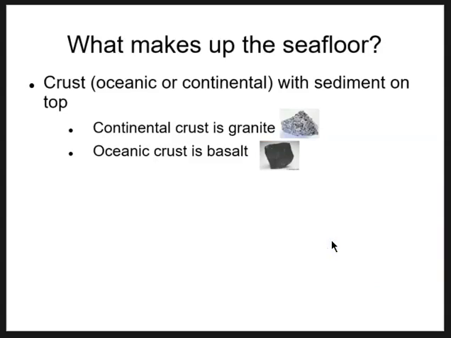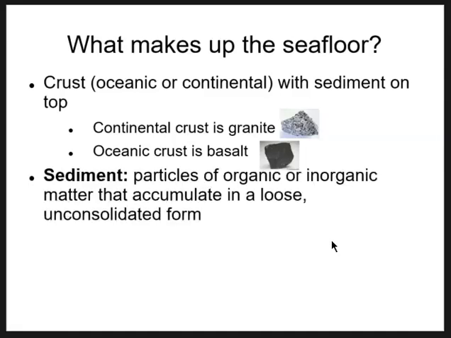First, the deepest you're going to have is crust, which is the hardest substance on the seafloor. And that can be made up of either oceanic crust or continental crust. And then on top of that, you have sediment. Continental crust tends to be mostly granite. Oceanic crust is basalt, which is also what you would find someplace where you had a volcanic eruption.